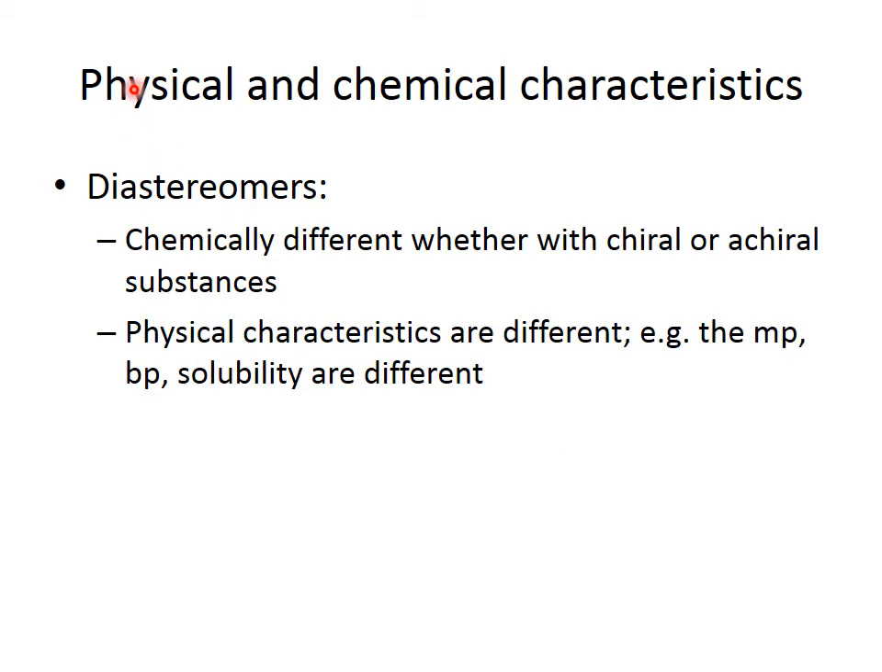Okay, then if I look at diastereomers, when I compare one diastereomer to the other, what I find is they are chemically different, whether they're reacting with chiral or achiral substances, and the physical characteristics are different. For instance, one diastereomer might have a melting point of 200 and the other one 300. The boiling points are going to be completely different, and the solubility is going to be different. So they're very easy to separate because their physical characteristics are different. However, enantiomers, they're very hard to separate.